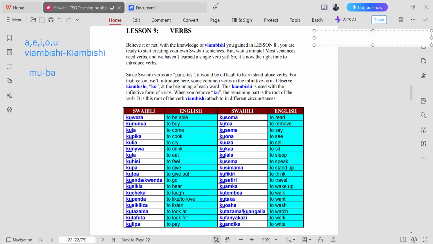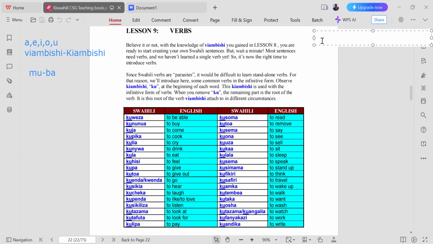So can somebody read for me the first word on the column where we have the Swahili and English? This first word. The words in the blue in Swahili. The first one. In Swahili. Yeah, I want that one in Swahili. Read it for me in Swahili.